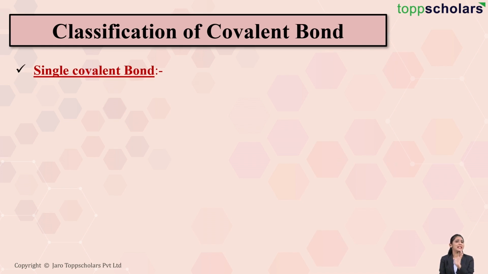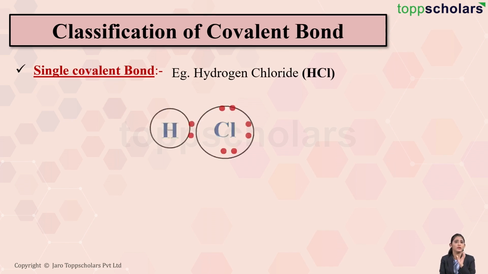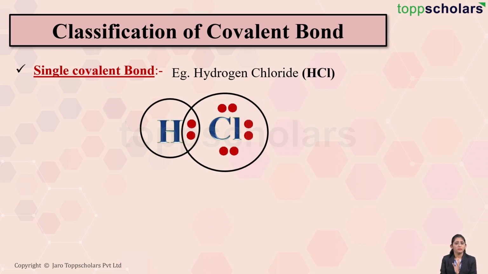covalent bond. Let's take an example to understand this, right? Let's take the hydrogen chloride molecule. Hydrogen chloride is made up of hydrogen and chlorine, right? So here, as you can see, we have a hydrogen atom. We know that a hydrogen atom has 1 valence electron, and a chlorine atom has 7 valence electrons. So in order to become stable, hydrogen needs 1 more electron and chlorine also needs 1 more electron.